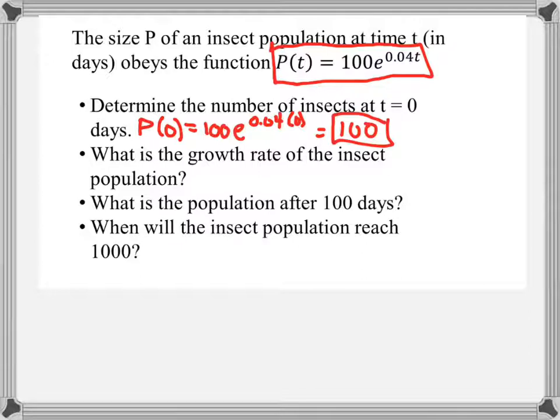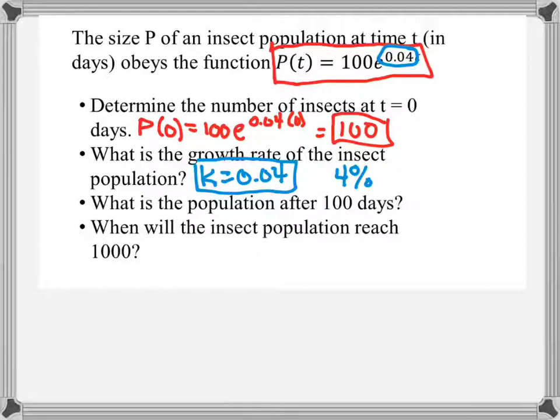Next, what is the growth rate of the insect population? Okay, so our growth rate is our k, 0.04. So k equals 0.04. As a percent, that would be 4%.